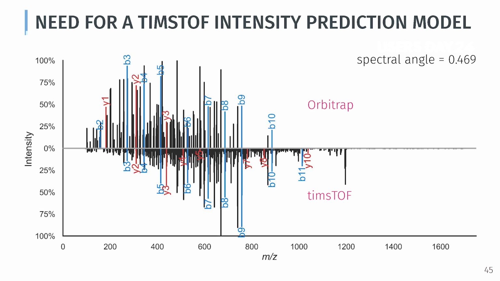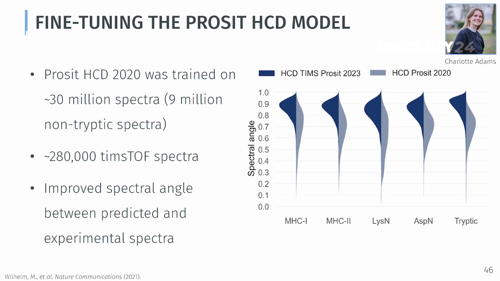But I've been talking about this intensity prediction. If you look at a spectrum from the same peptide measured on both machines, it's very different. So if we do these intensity predictions, it's logical that it will need to be different for both techniques.